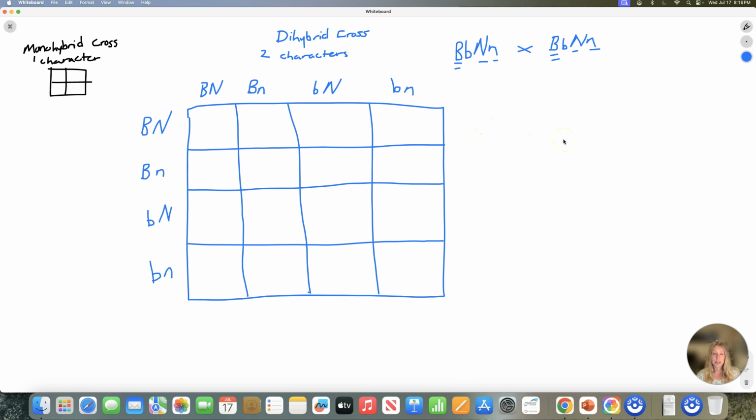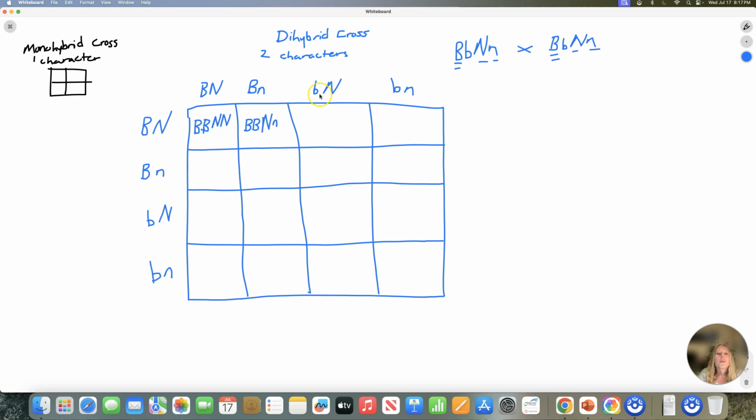Now we need to go ahead and fill it out. Each box will have 4 alleles inside of it. So to do this first box, we're just going to do the B's first and then follow it by the N's. So we have 2 capital B's and then 2 capital N's. To do this box, we have 2 capital B's again. And I'm just going to list the B's first for clarity. We have a capital N and then a lowercase n.